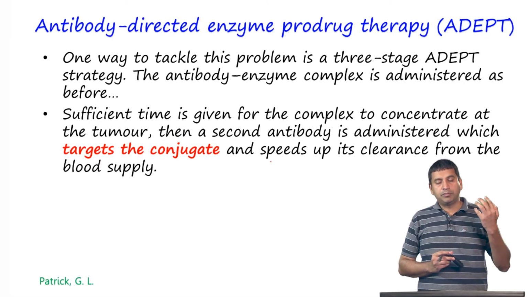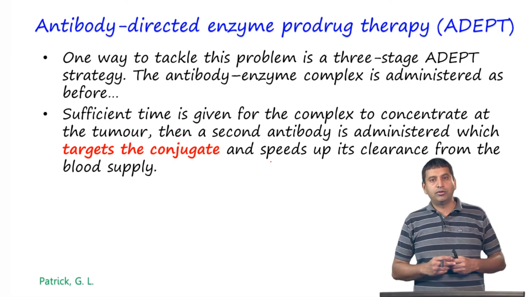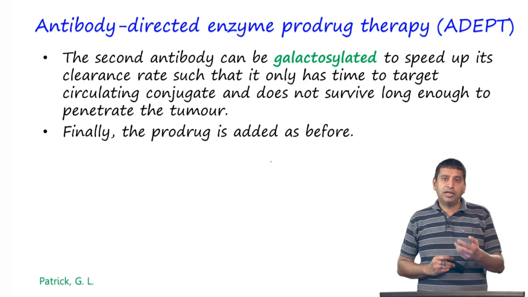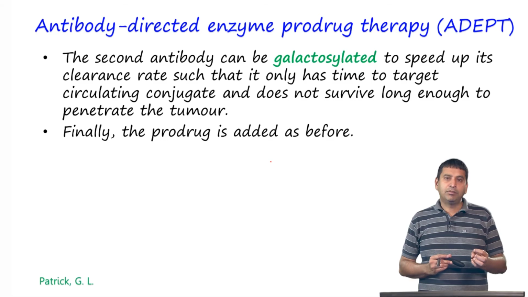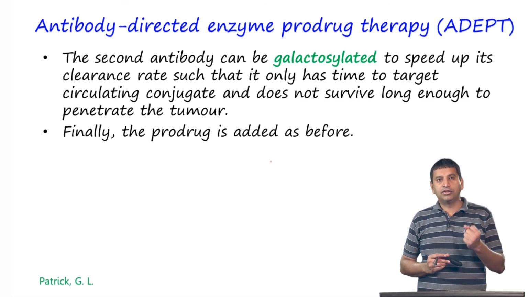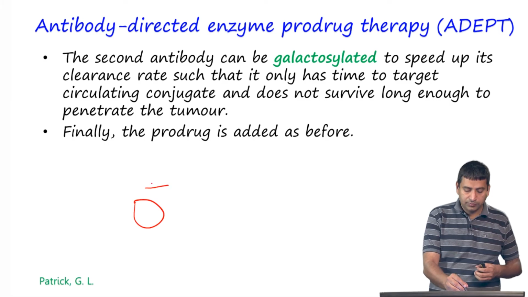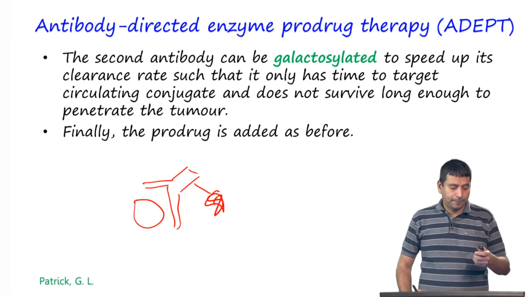So, this speeds up the clearance from the blood. Once this second antibody comes in, it is going to conjugate to this, and that is cleared from the blood supply. The second antibody can be galactosylated. Galactosylation is going to help increase the clearance rate, but it has time to target the circulating conjugate, but it does not survive long enough to penetrate the tumor. Then we add the prodrug. So, here the tumor alone has a considerable amount of this antibody drug enzyme conjugate.